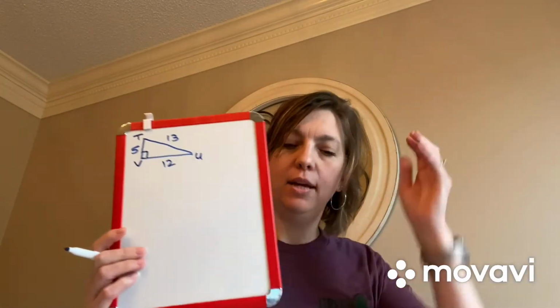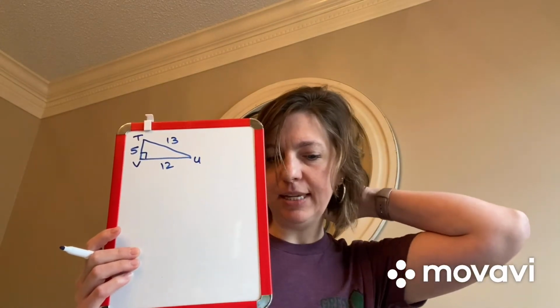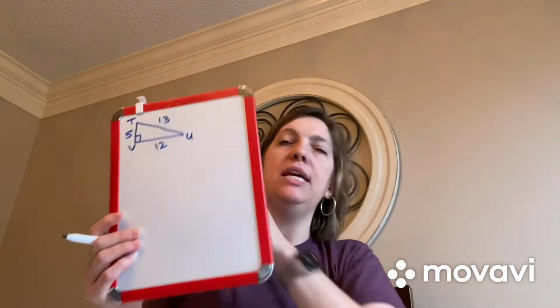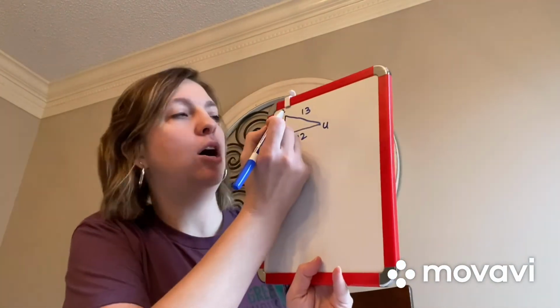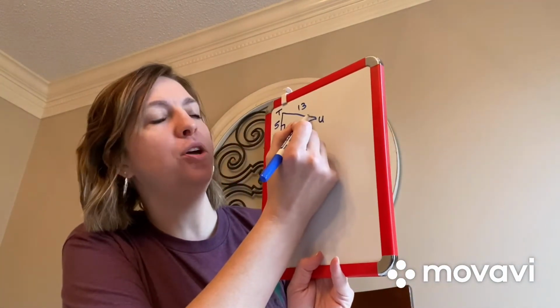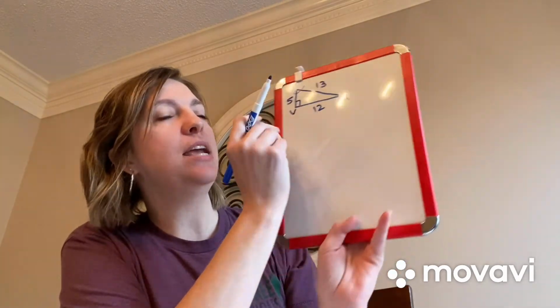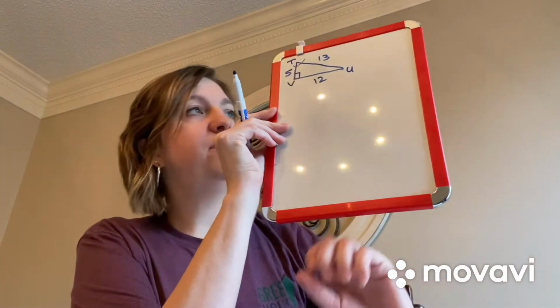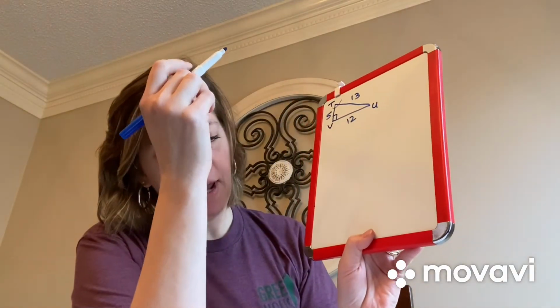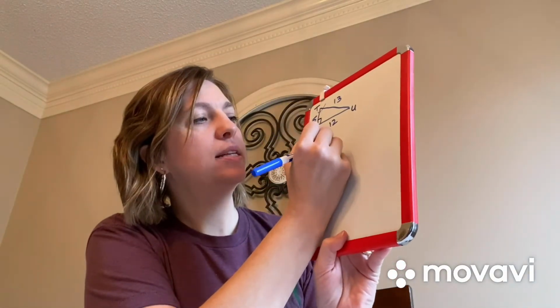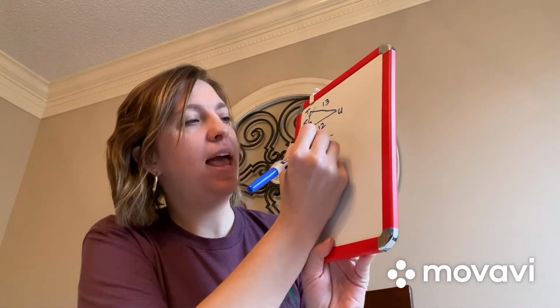All right, so I've got T, V, and U. I've got 5, 12, and 13. So this is what practice A looks like. It says, what is the sine of angle T? Well, let's go to angle T because it all depends on your perspective. If I'm standing at U, the sine of U is going to be different than the sine of T. So I'm standing here at T, and I'm looking for the sine of angle T.